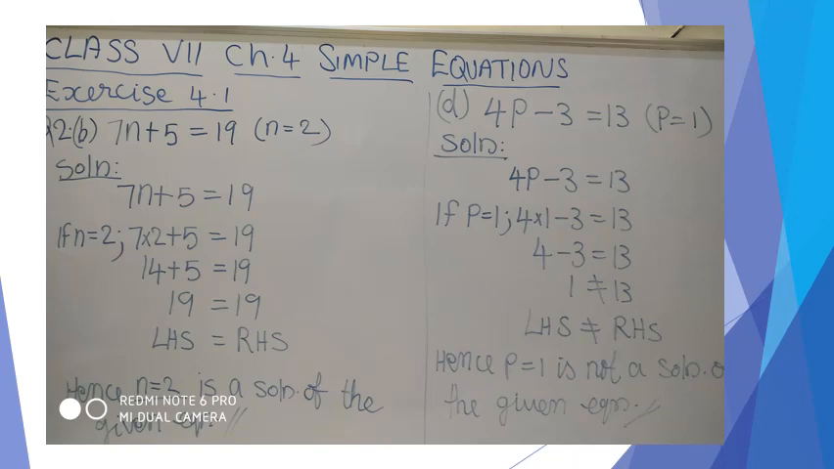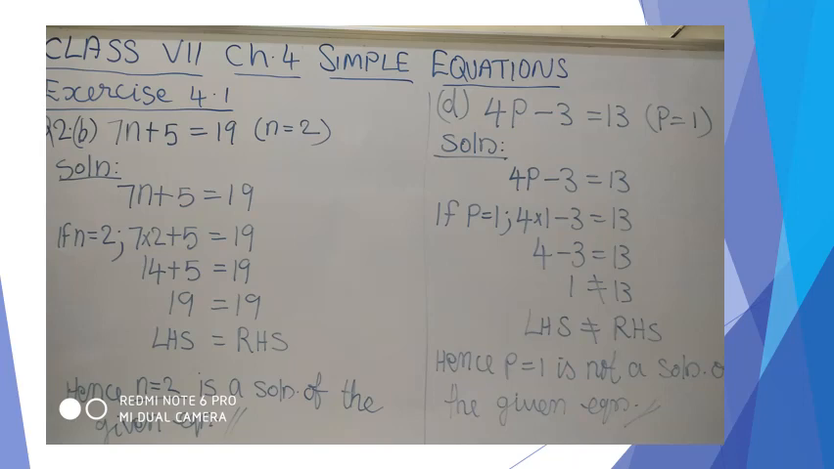Next question 2b. 7n + 5 = 19 for n = 2. Given equation is 7n + 5 = 19. If n = 2, substitute the value for n. So we get 7 into 2 + 5 = 19. 14 + 5 = 19. That is 19 = 19. LHS equal to RHS. Hence n = 2 is a solution of the given equation.